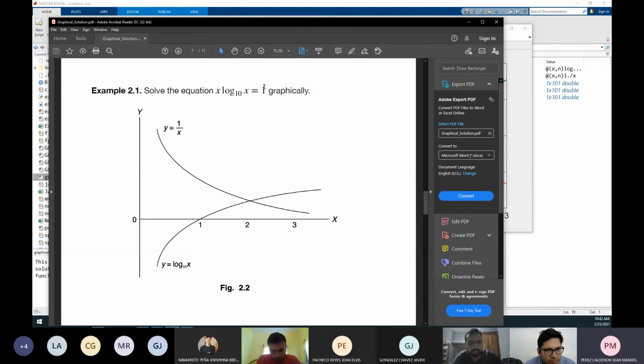Bueno, a mí me da menos 5.149 por 10 a la menos 3. Profe, really? Oh, a mí me da 0.99. Okay, yeah, that's 0.99. That's good.